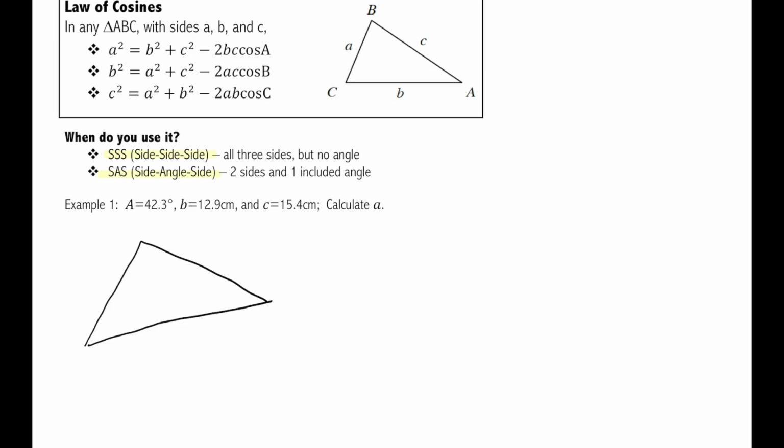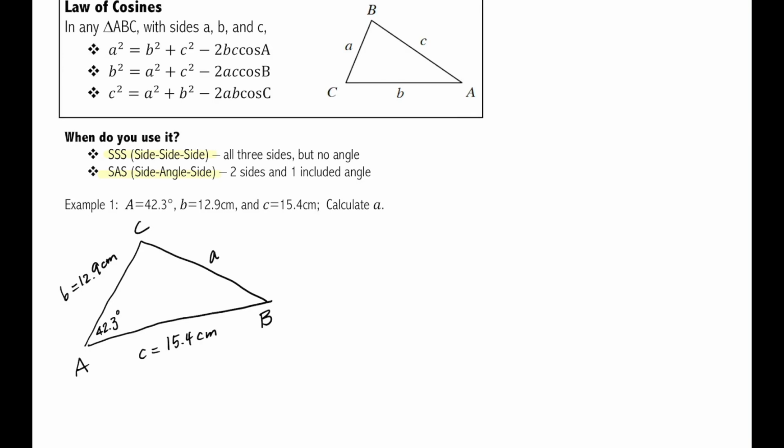And it doesn't matter which angle you label as A, B, or C, but I am going to label this A, B, and C, with this being 42.3 degrees for angle A. Then the opposite side of angle A is the lowercase a. Opposite of angle B would be the side b, 12.9 centimeters. And same thing for side c, opposite of angle C.